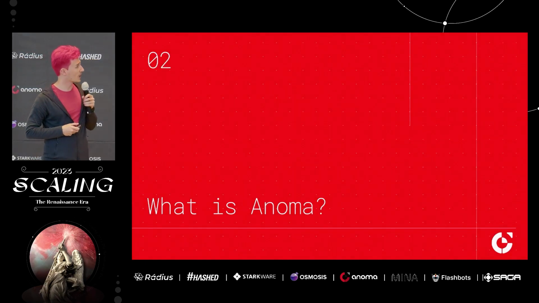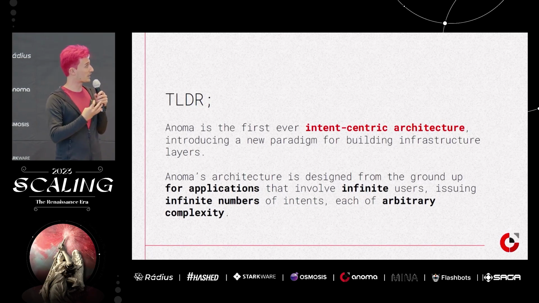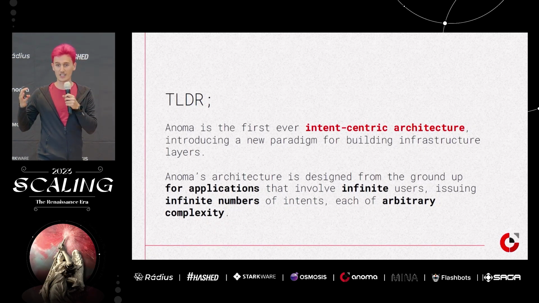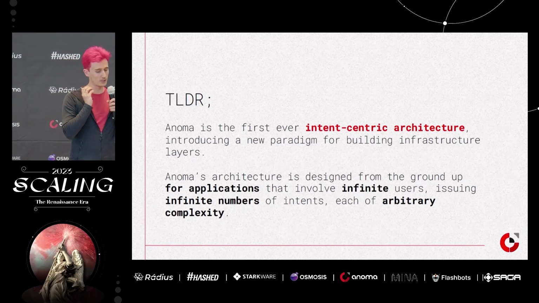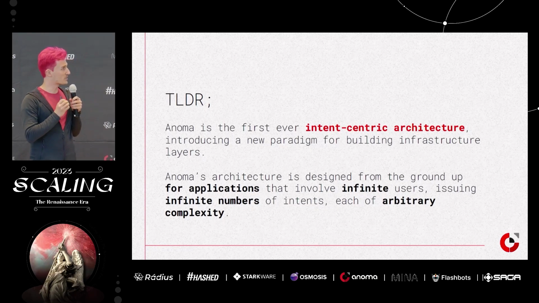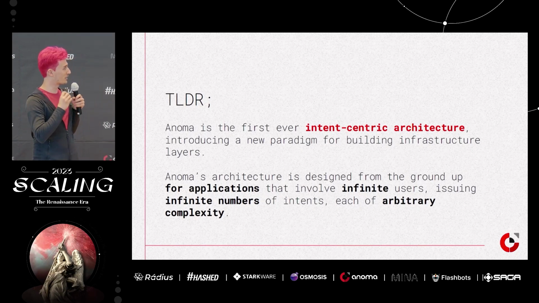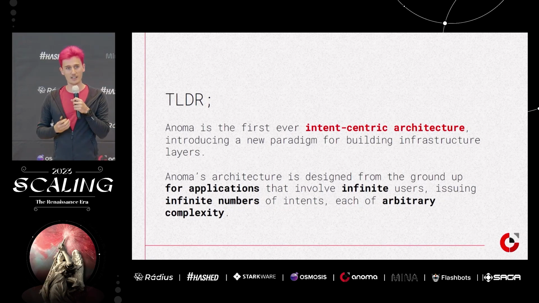Great. So what is Anoma? Intent-centric architecture. I've been using this word a lot. We'll go into what intents actually are a little bit later. But fundamentally, the thing to remember is that Anoma's architecture is designed from the ground up for applications that involve infinite numbers of users issuing infinite numbers of intents, each of arbitrary complexity. Because intents in the end are just code, but they're partial state transitions.